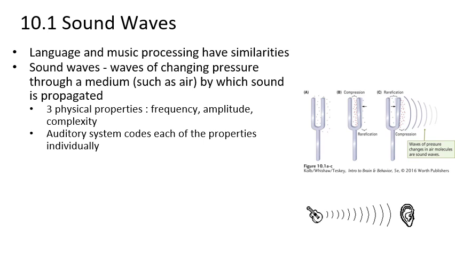Before we get into sound processing in the brain, a quick primer on sound waves. Sound waves are waves of changing pressure moving through a medium, which is typically air, and this propagates the sound. There are three physical properties of sound waves: frequency, amplitude, and complexity, and the auditory system codes each of these properties individually.